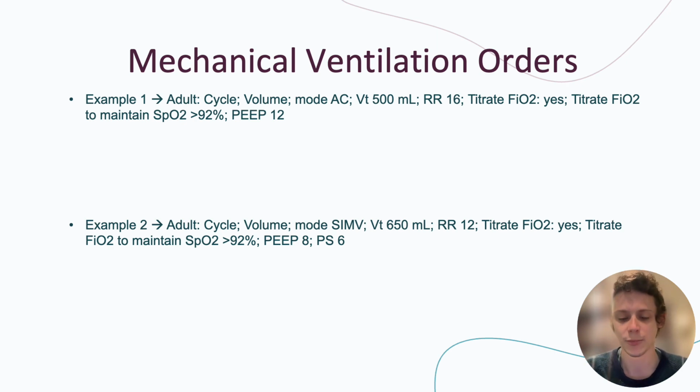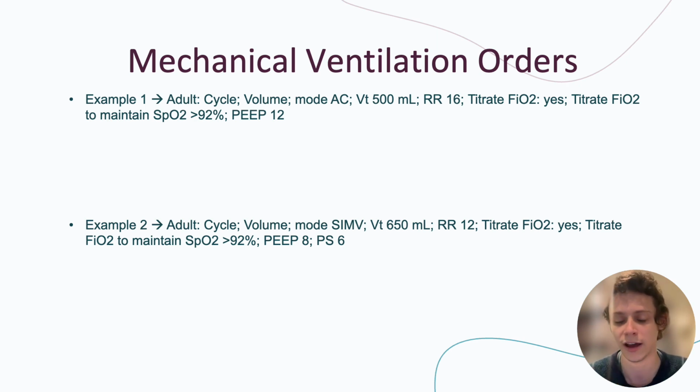For the second example, we have adult cycle volume mode SIMV, VT 650, respiration rate 12, titrate FiO2, PEEP of 8, pressure support of 6. So once again, we'll break it down. This is volume control mode SIMV, to be delivered a tidal volume of 650 at a rate of 12 breaths per minute. Titrating FiO2, they have a PEEP of 8 and a pressure support of 6.